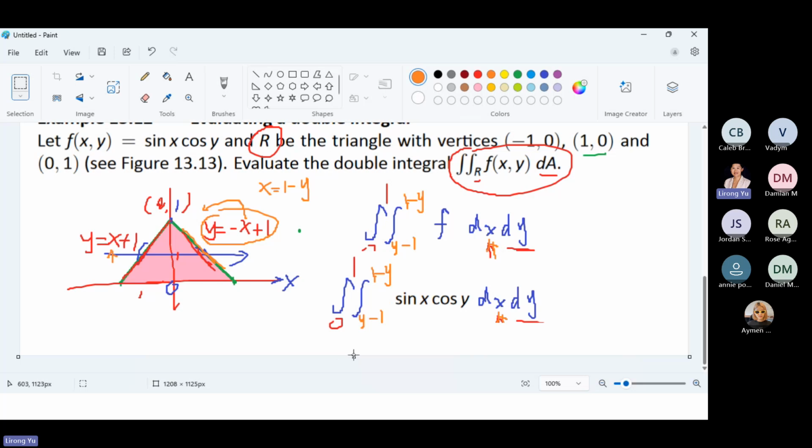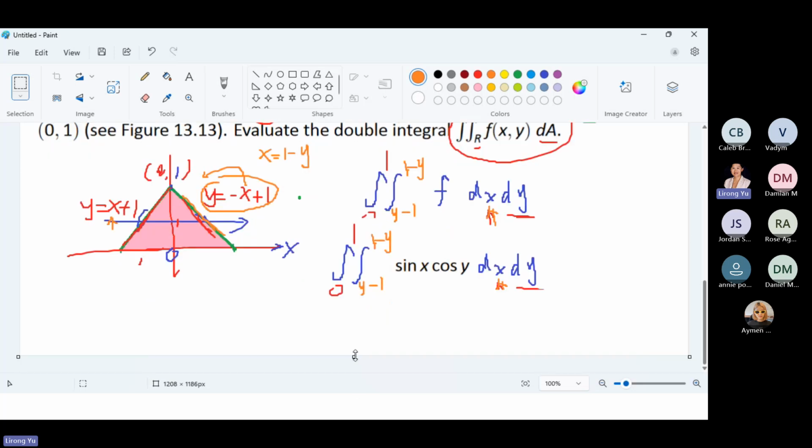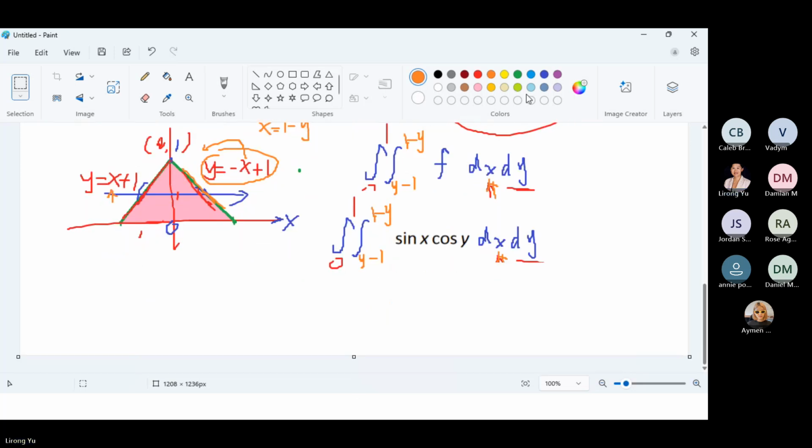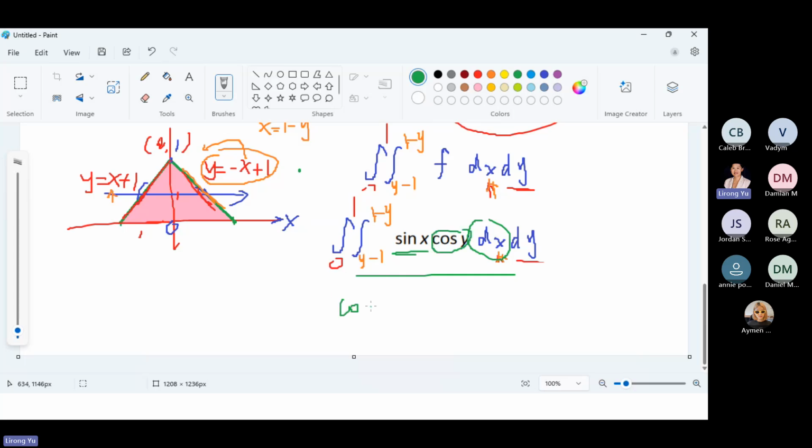Okay, as far as the process of integration, the inner layer of the integration is the first thing we have to do. If you are doing dx, then the sin x is what we're integrating. The cosine y will be a factor outside, so you'll have cosine y a little bit outside the integration. Integration of sin x is negative cosine x.